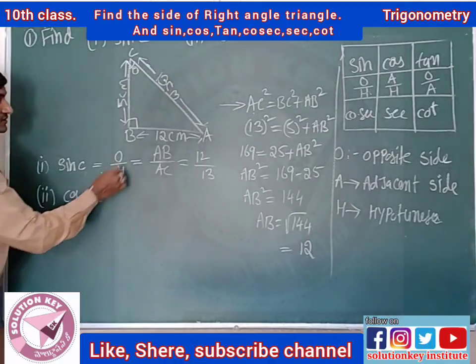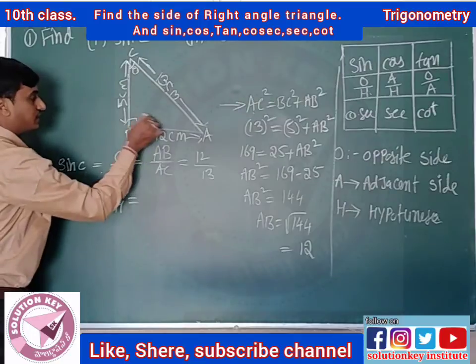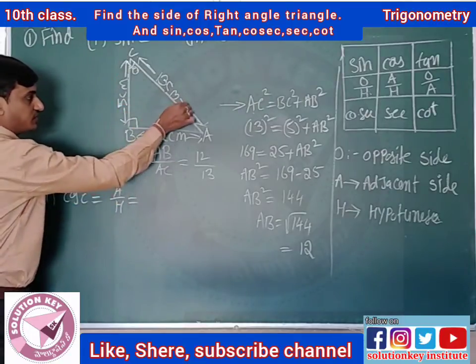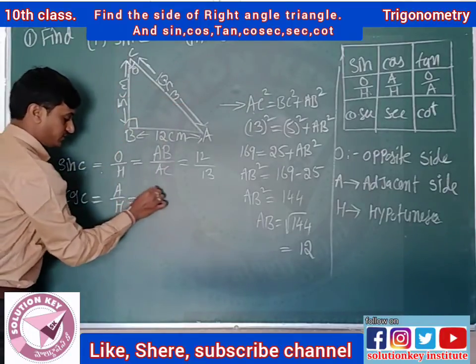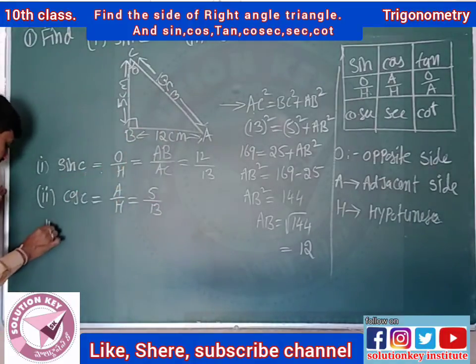What is cos C? Cos C formula is adjacent by hypotenuse. Adjacent is this one, this is opposite, and this is the hypotenuse. Adjacent over hypotenuse, where the hypotenuse is 13. Then tan C.